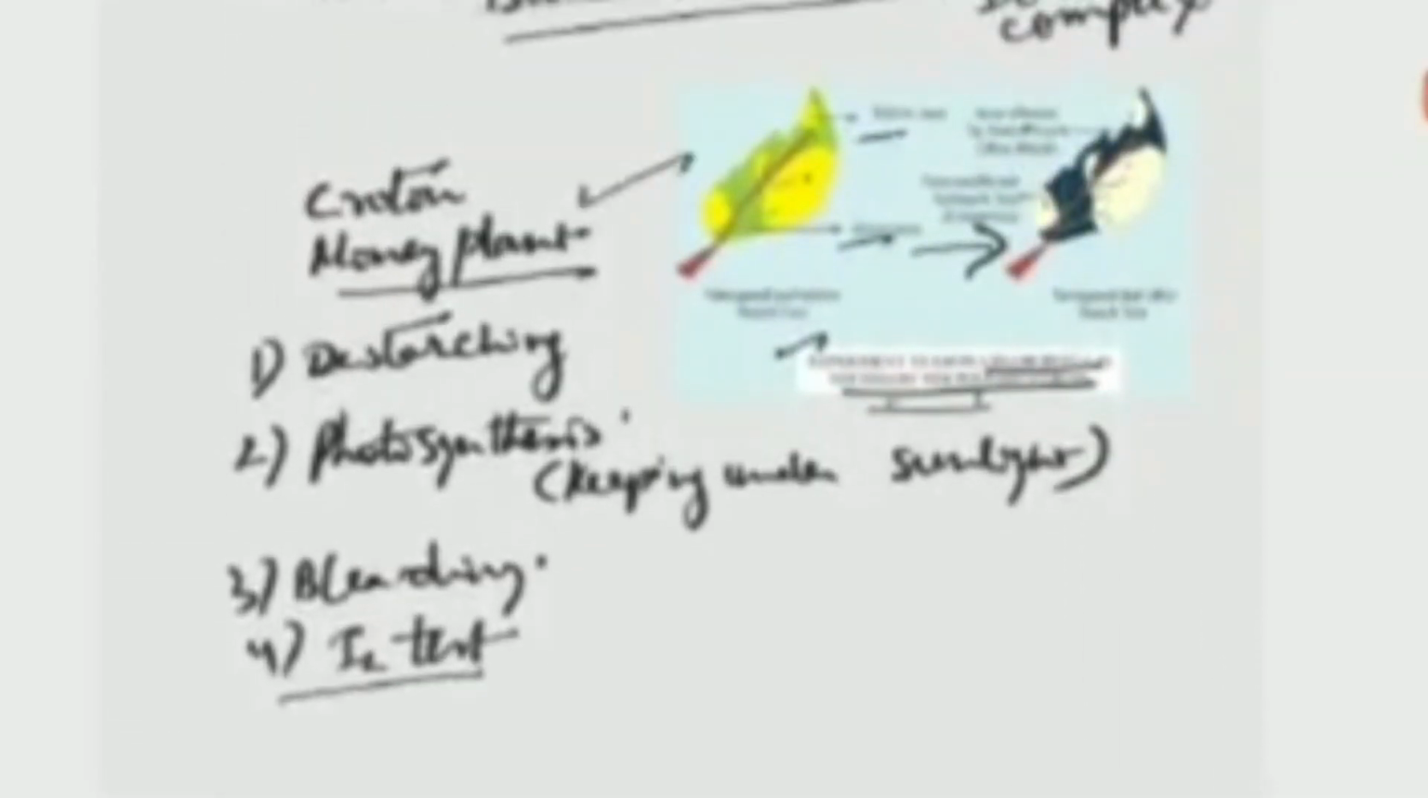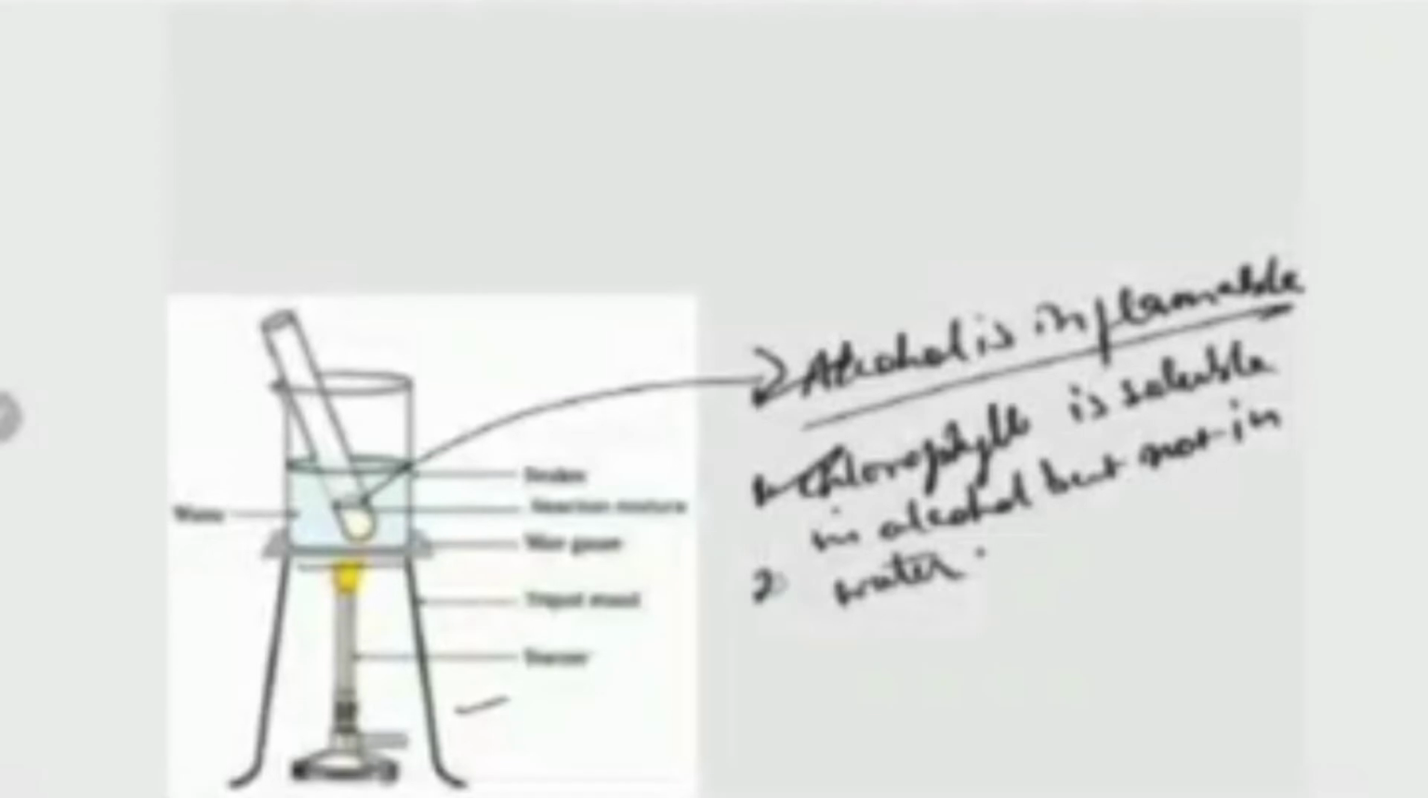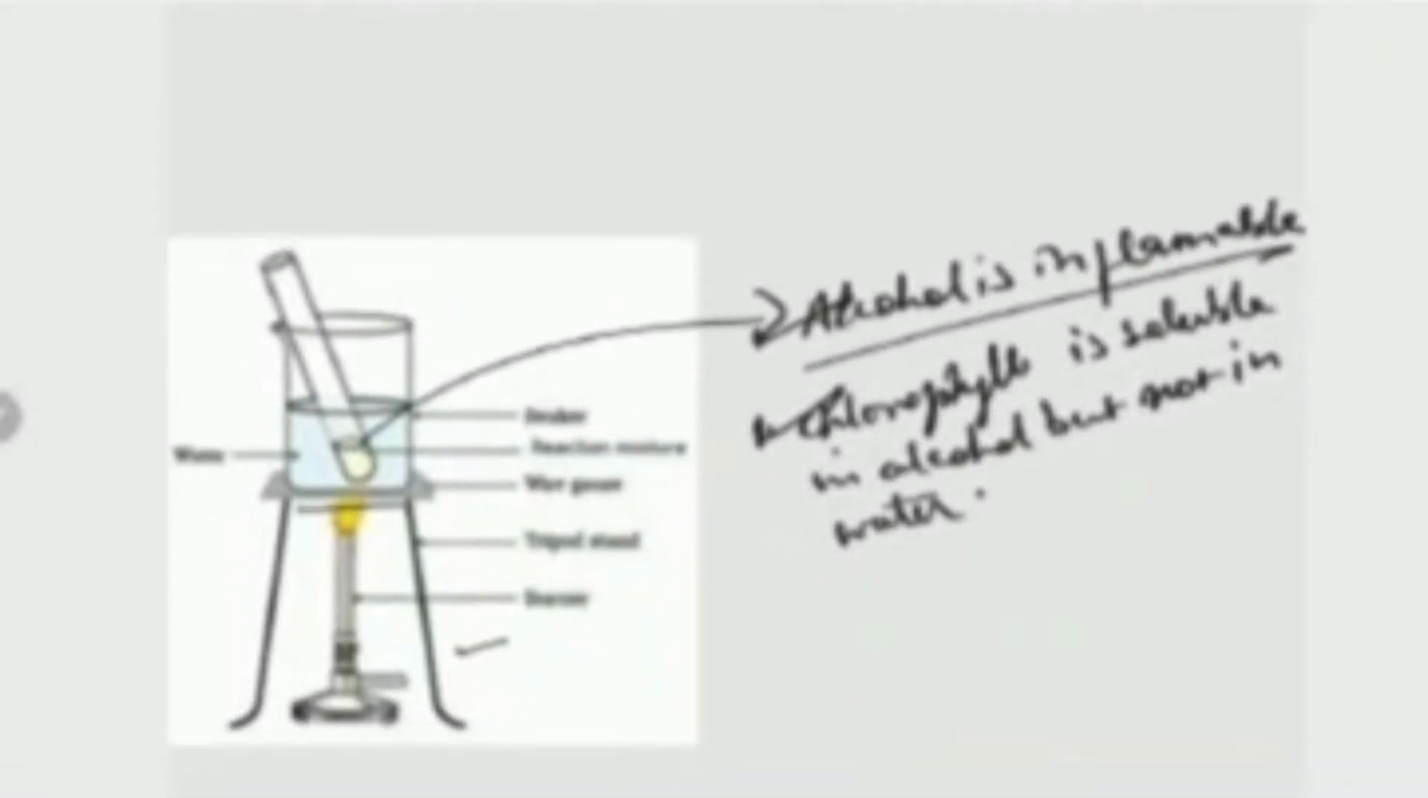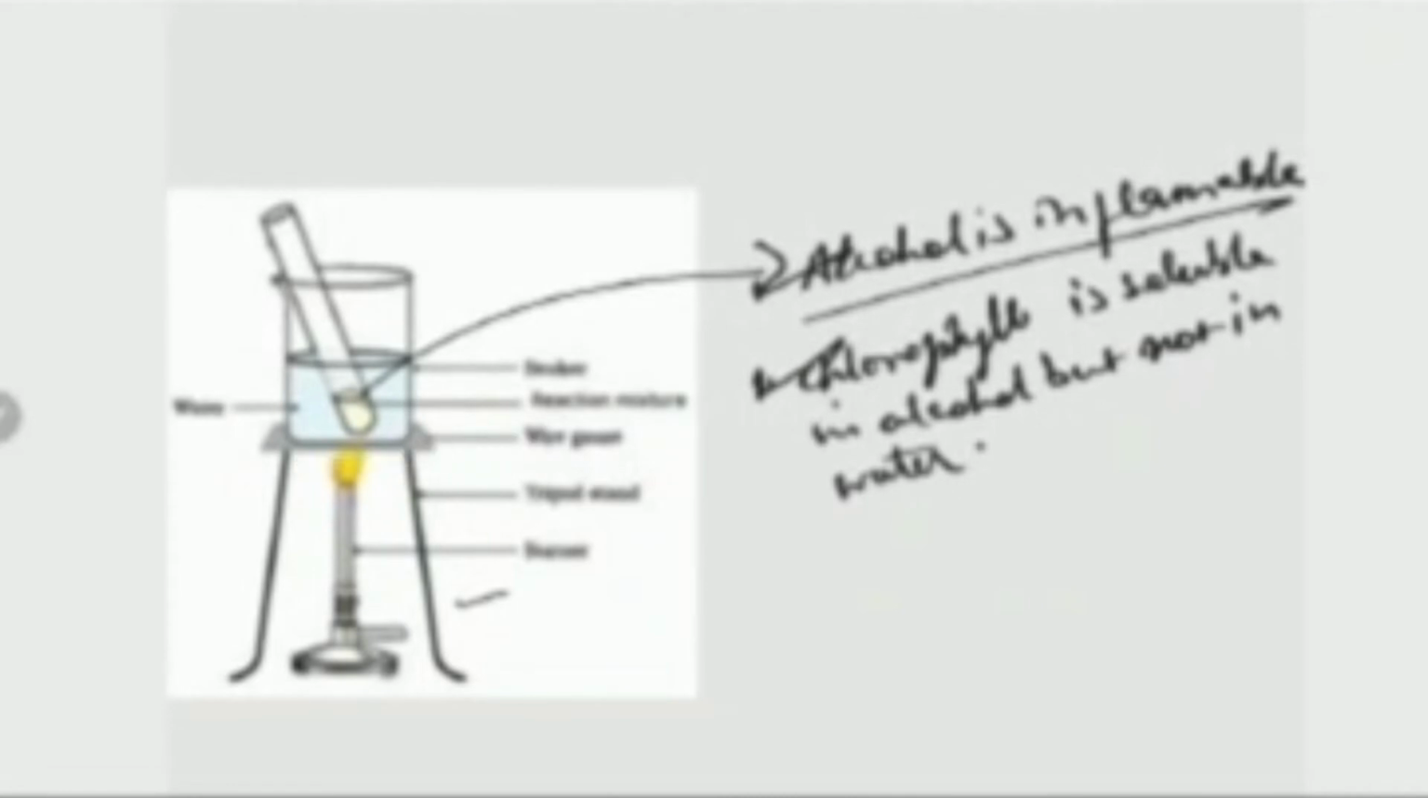Next, as I told you, this croton plant, you can see here, and this water bath. The leaf that is selected for photosynthesis will turn blue-black in the green areas, while the non-green area will remain unchanged or unaffected. Okay. Next, what is the next activity?